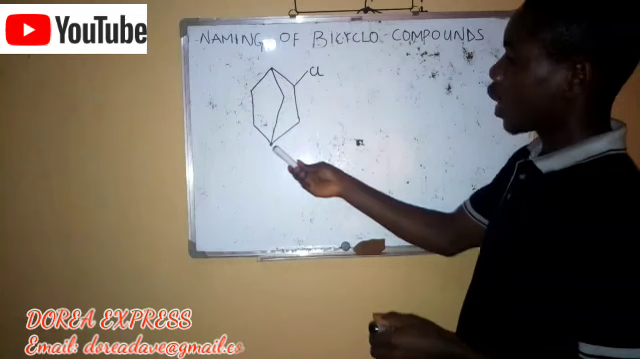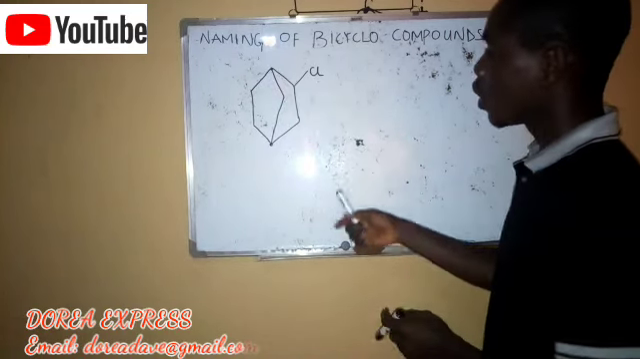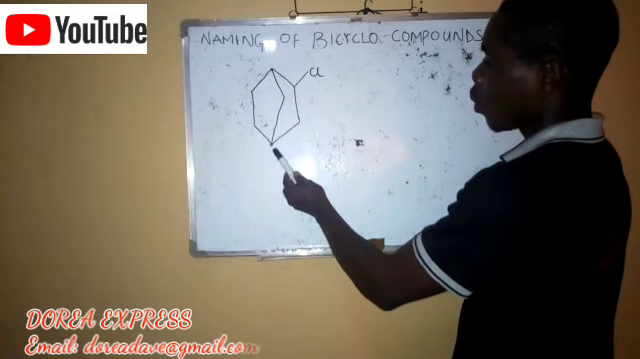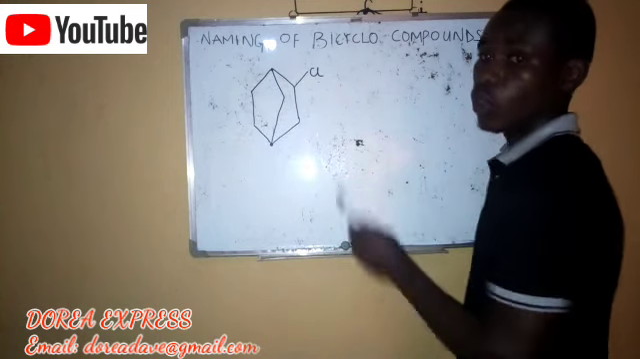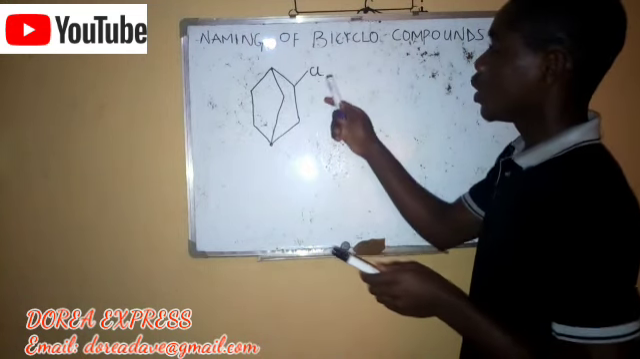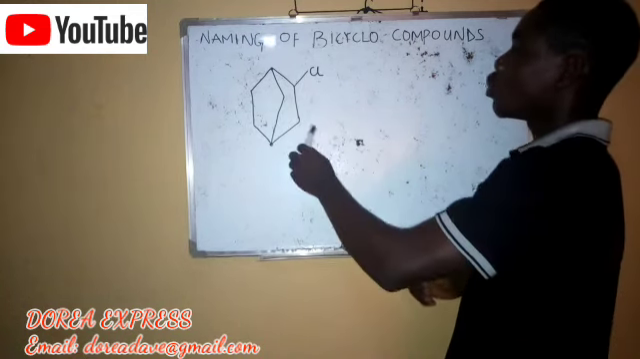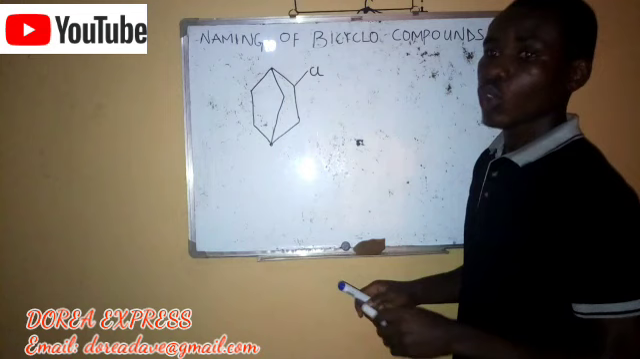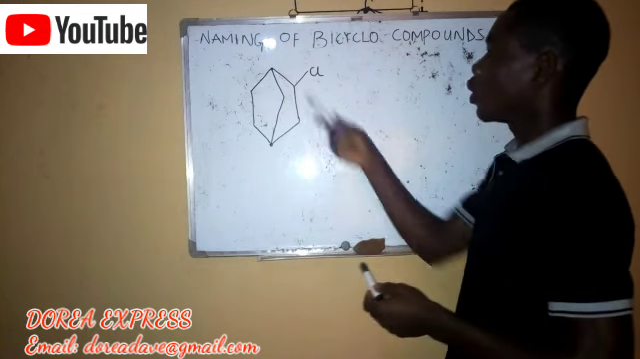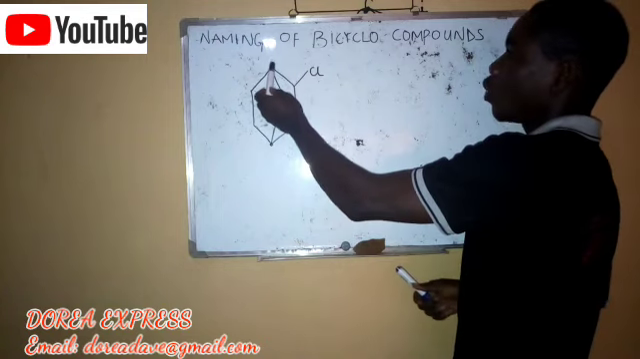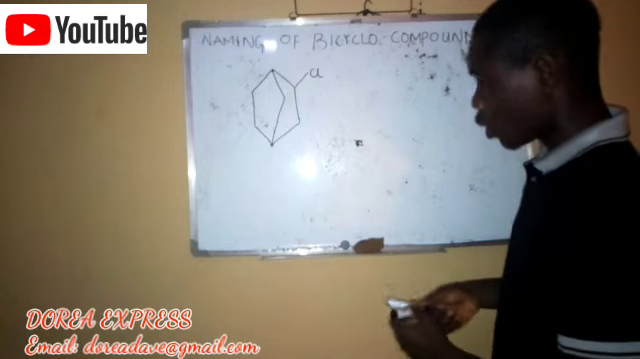Are we going to start from here, or are we going to start from here? Let's see. If we start from here, we'll have 1, 2, 3, 4, 5, 6, 7. As you can see, the chloro will be on the third position. But if you go this way, it will be 1, 2. So we give preference to the lowest number. We'll follow this way, because this will give us 1 and this will give us 3 if we go this way. So this is the head bridge.